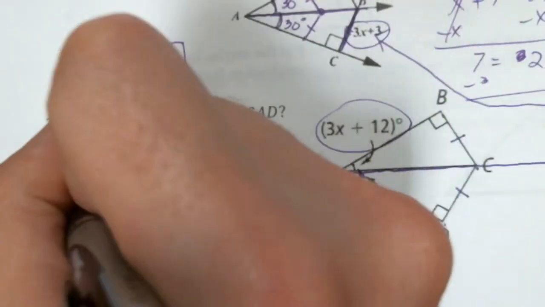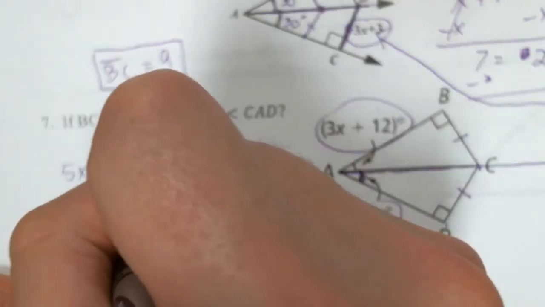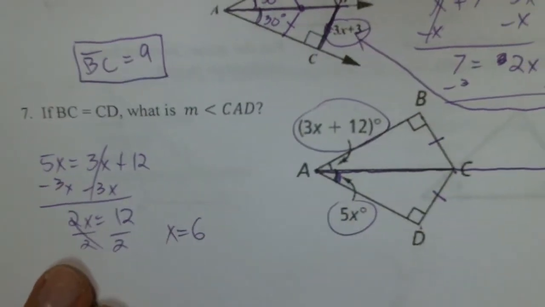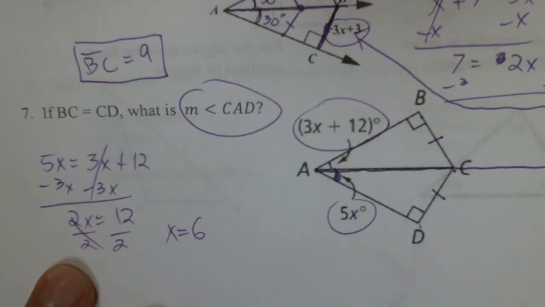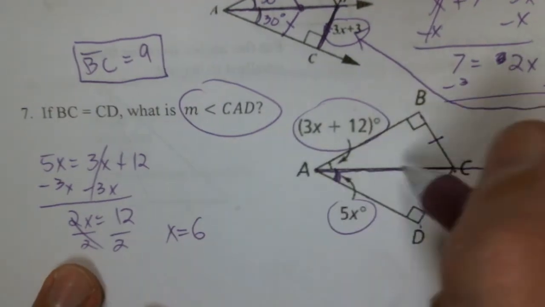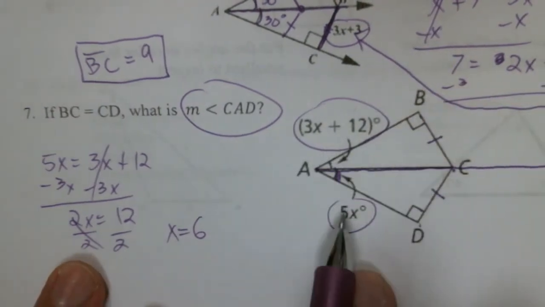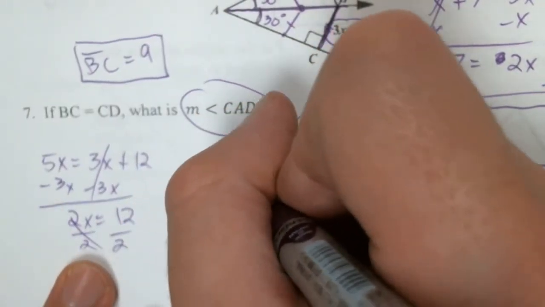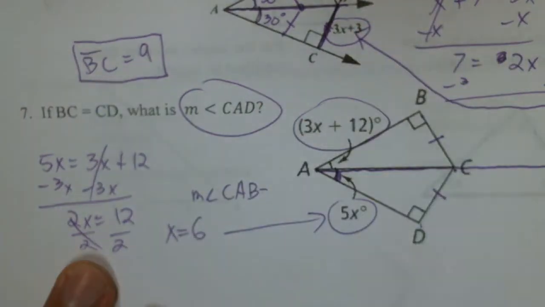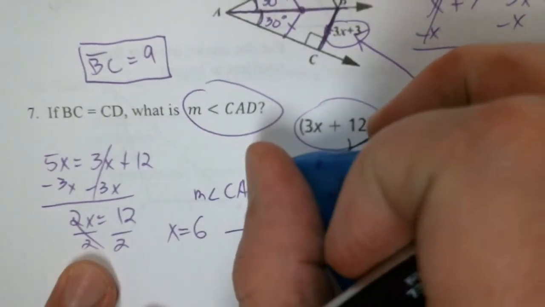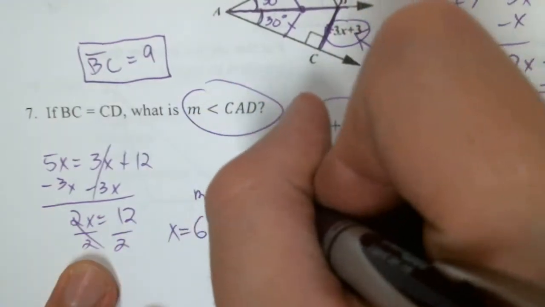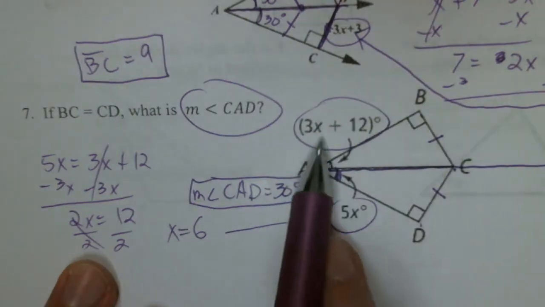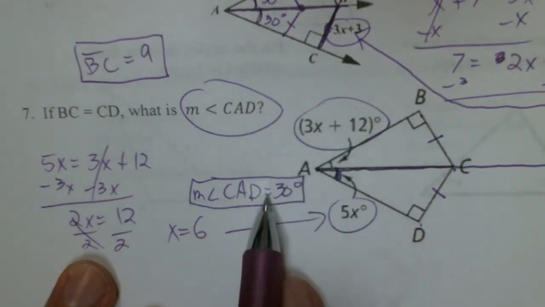Okay, let's get a positive variable. So I'm going to subtract 3x. 2x equals 12. So x equals 6. Now, is that what they asked us for? No. They asked us for the measure of the angle. So CAD. I just need to plug it into one of these because they're the same. 5 times 6 is 30. So the measure of angle CAD, D, not B, D, CAD is equal to 30 degrees. Let's plug it into the other one. 3 times 6 is 18. 18 plus 12 is also 30.